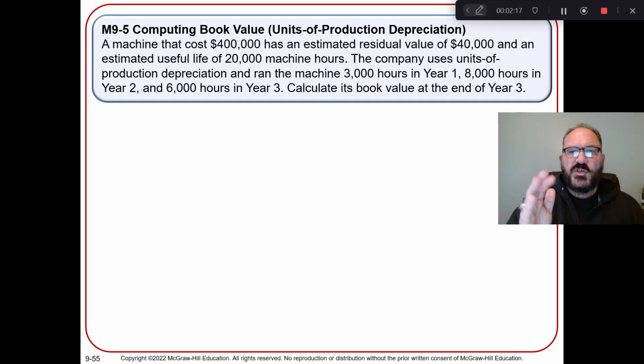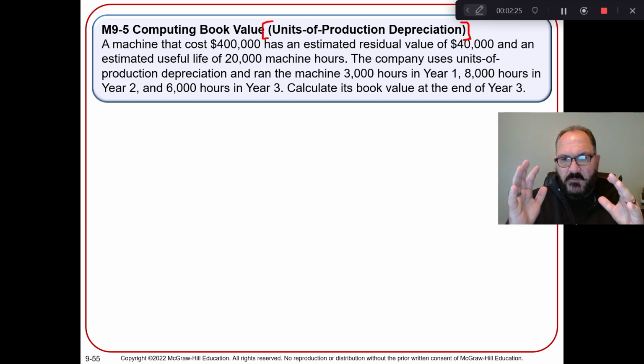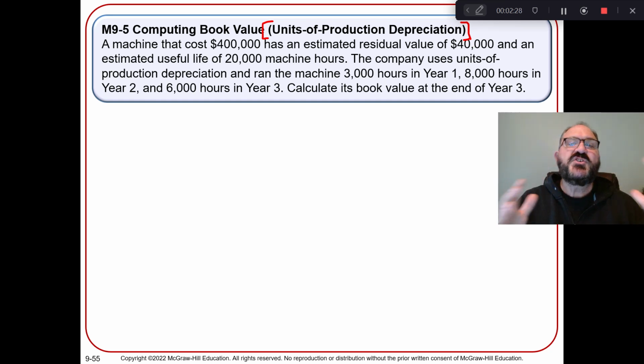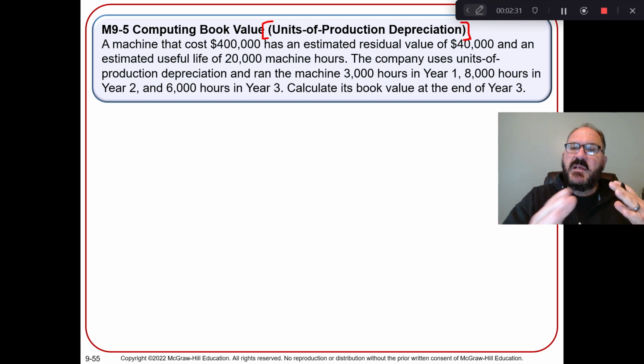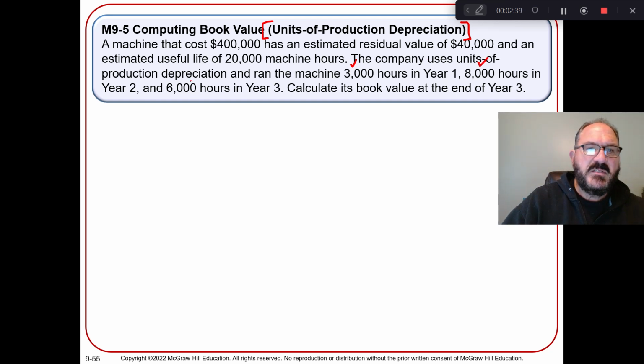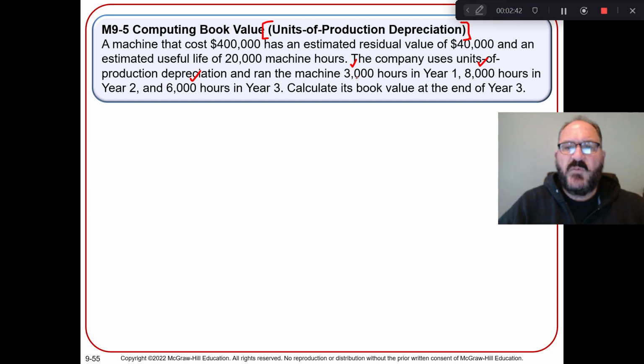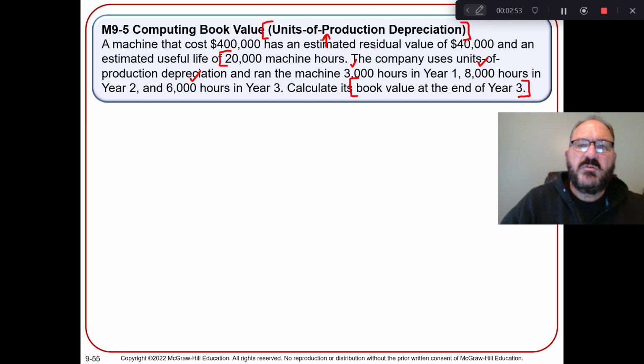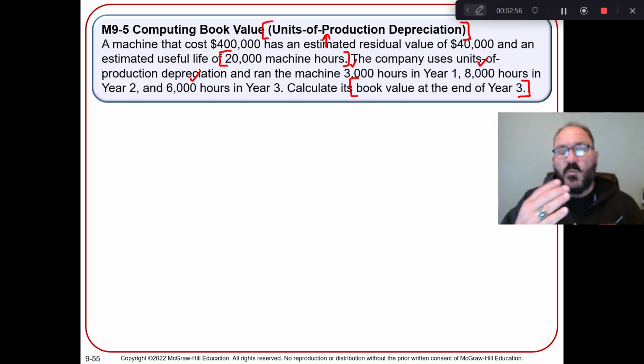Now we're going to take a look. They give us the same information, but now we're going to do units of production. Okay. Now, in units of production, it's not about how long you owned it, like in years. Here, it's about how much you used it. So they're going to have to give you 3,000 hours in year 1, 8,000 hours in year 2, and 6,000 in year 3. And again, they want the book value at the end of year 3 based upon a different method, units of production. Okay? And notice they also gave you this estimated useful life of 20,000 machine hours because that's what we're going to wind up dividing by.